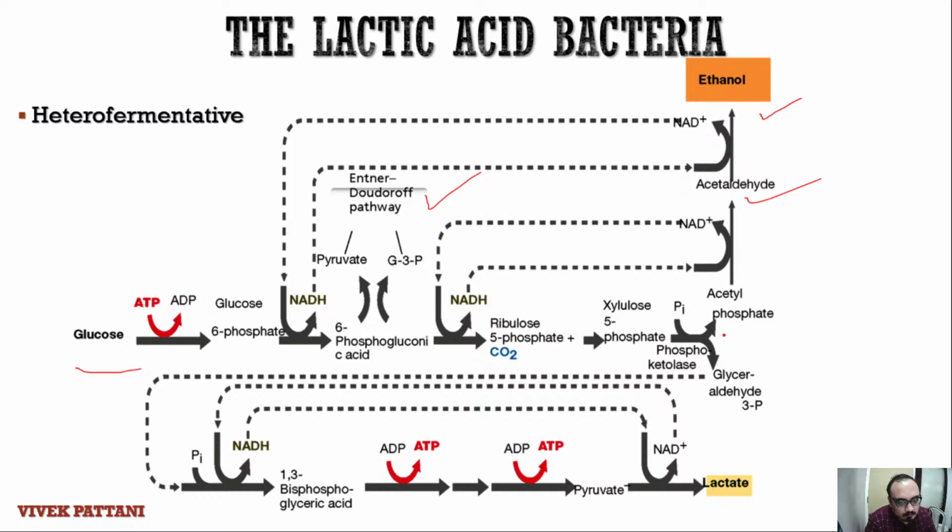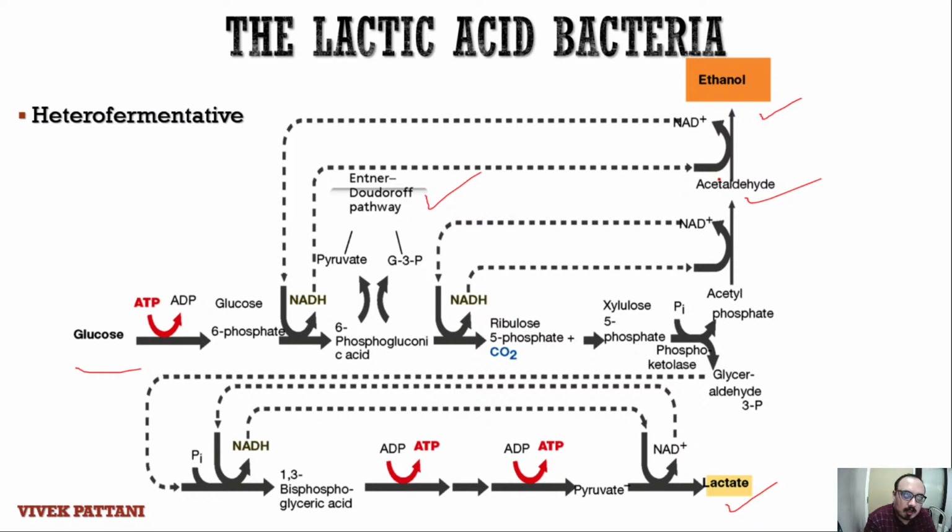So in this case, at the end, pyruvate will be converted into lactate, and from some of them, acetyl phosphate will be converted into ethanol as well as carbon dioxide. So in such cases, two different main products will be formed.